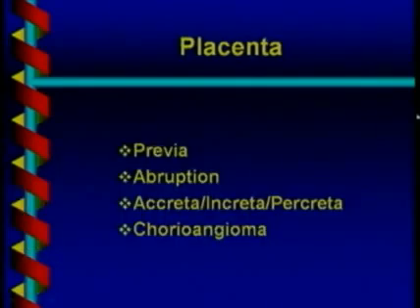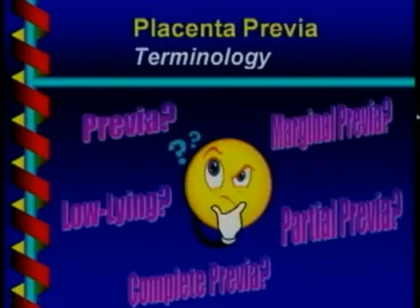So let's begin with the placenta. The main items that we can diagnose on ultrasound related to the placenta are placenta previa, placenta abruption, placenta accreta, increta, percreta, and chorioangioma. For all of these elements, especially the first two, I'm going to talk not only about how to make the diagnosis by ultrasound, but at least as importantly, how to avoid some of the pitfalls that can lead to errors in diagnosis on ultrasound.